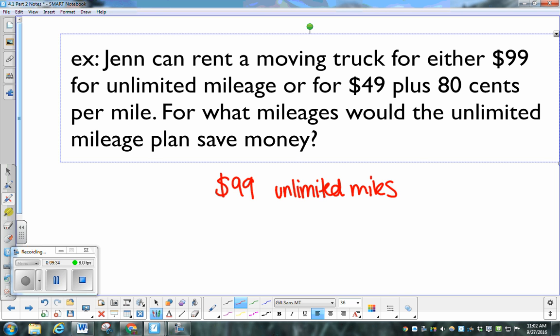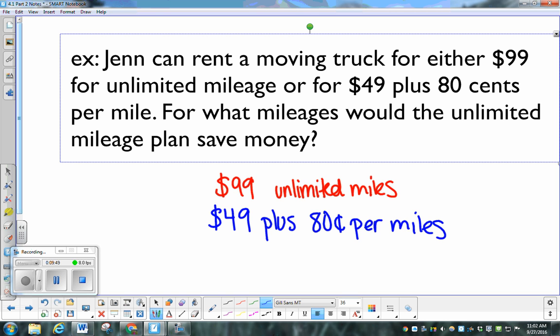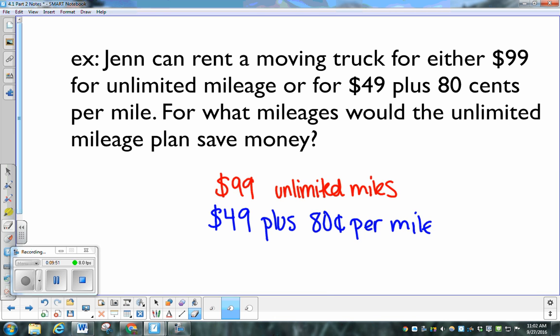Or she can rent it for $49 plus 80 cents a mile. So I might write down, okay, she has another option to rent it for $49 plus 80 cents per mile. Those are her two options. For what mileages would the unlimited plan save more money? Okay, so I might write next to this to remind myself what the question was asking.